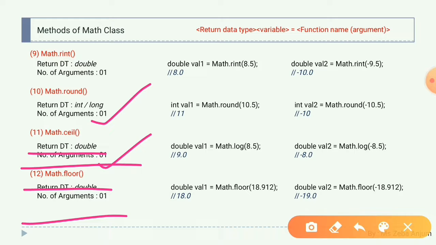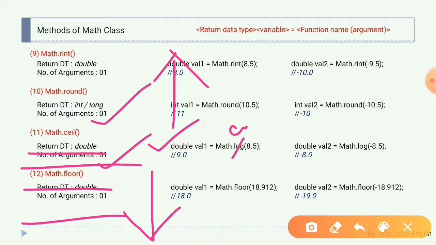Now see the example. Firstly understand the concept that your math.ceil value is going to give you the higher value, and your math.floor value is going to give you the lower value. Okay, now see the example number 1 of math.ceil.